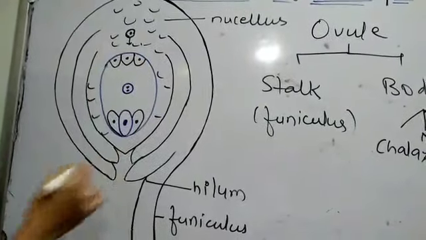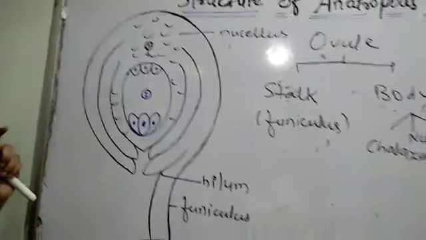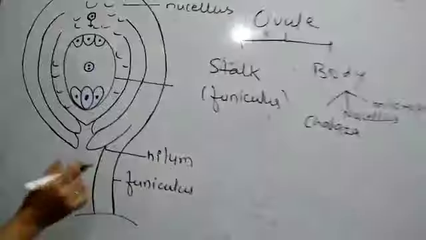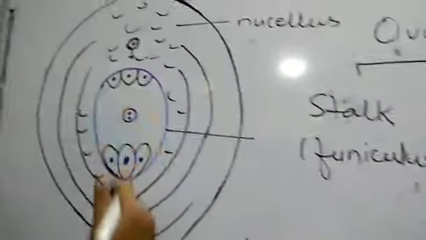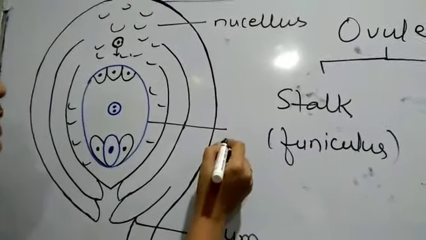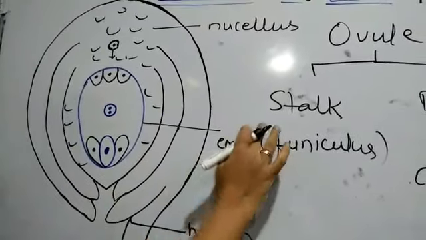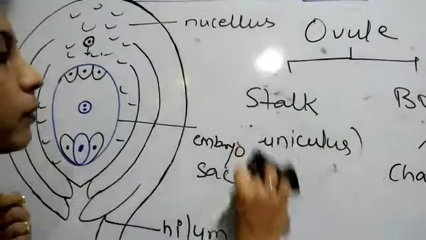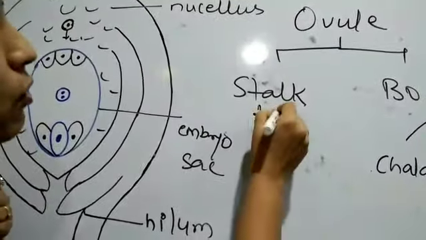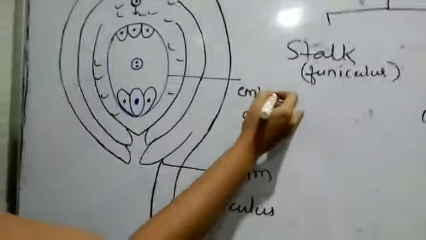a multinucleate or multicellular embryo sac, and that embryo sac is present generally in the center or towards the micropylar end of the ovule. This is known as what? Embryo sac. Funiculus, we will write here. The stalk is also known as funiculus. Now, this is the embryo sac.